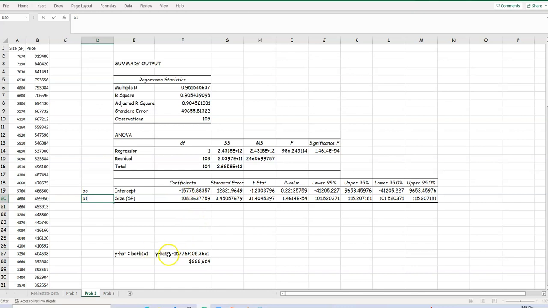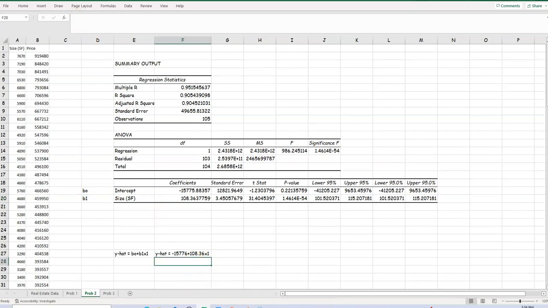To write this equation down, I rounded the 5 to a 6 based on the 8. So b naught plus b1 x1 is minus 15,776 plus 108.36 times x1. The first thing you need to do here is get the estimate for a house that's 2,200 square feet.